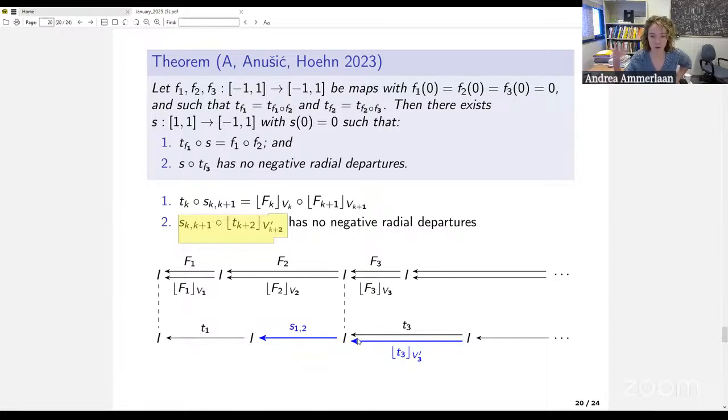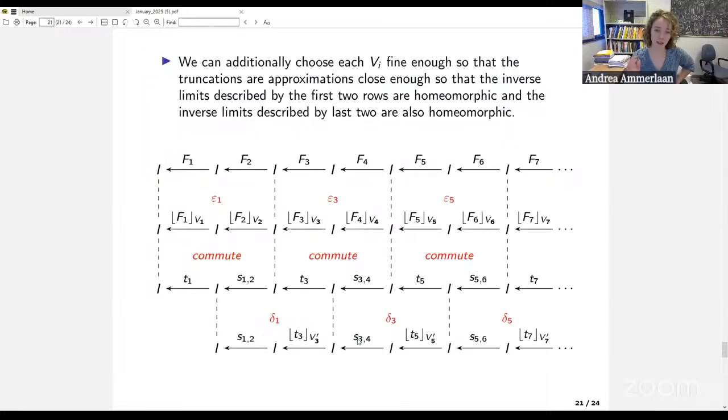Then the same will hold for all odd k greater than 1 as well. So we do this for all odd k, and we get this diagram. We can make sure we chose each of our VKs fine enough so that the truncations are close enough approximations so that the inverse limits described by this first row and second row are homeomorphic, and also so that the inverse limit described here and the inverse limit described here are homeomorphic.